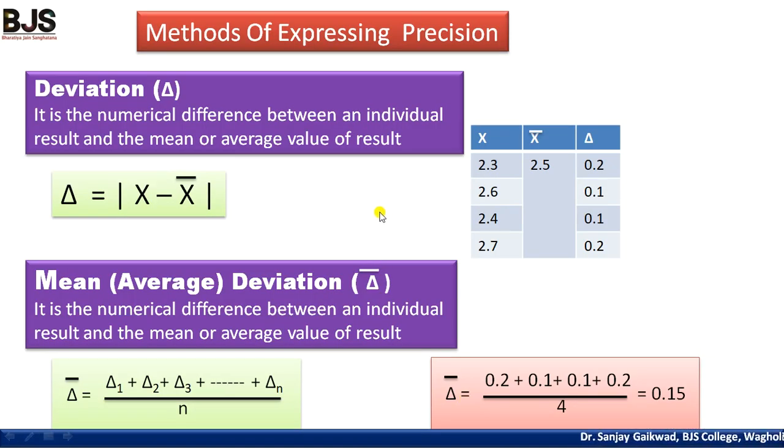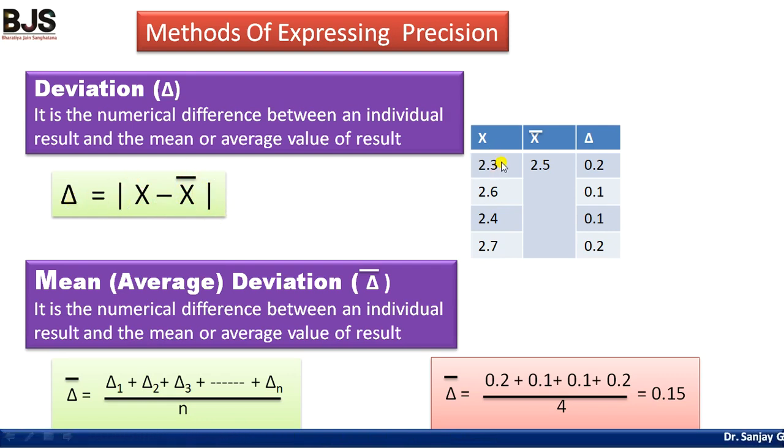Now deviation is the numerical difference between the individual result and the mean or average value. This is the individual result and this is the mean or average value, and we take the difference, that is in modulus, and therefore it is denoted by delta.